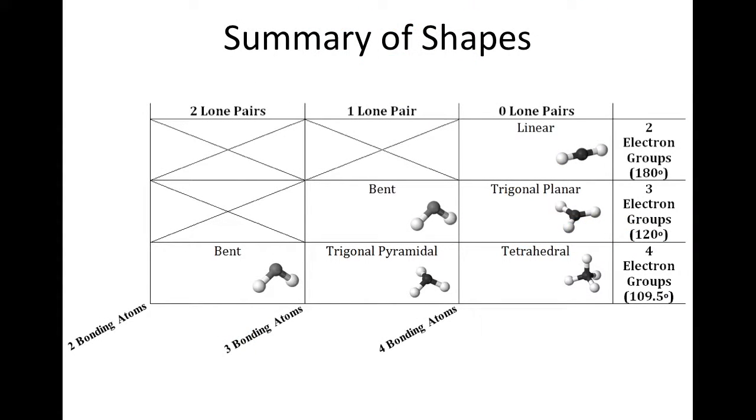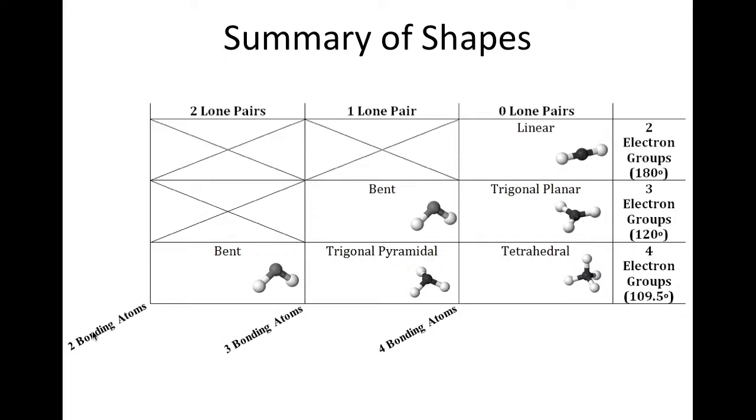So summing it up, if you want to understand this table, this column is when you have 2 lone pairs. This column is when you have 1 lone pair. And this is when you have 0 lone pairs. This is all talking about how many lone pairs are on the central atom. This, if you can see, is written at an angle. So this diagonal right here is when there are 2 atoms bonded to the central atom. This diagonal right here is when there are 3 atoms bonded to the central atom. And this is when there are 4 atoms bonded to the central atom.